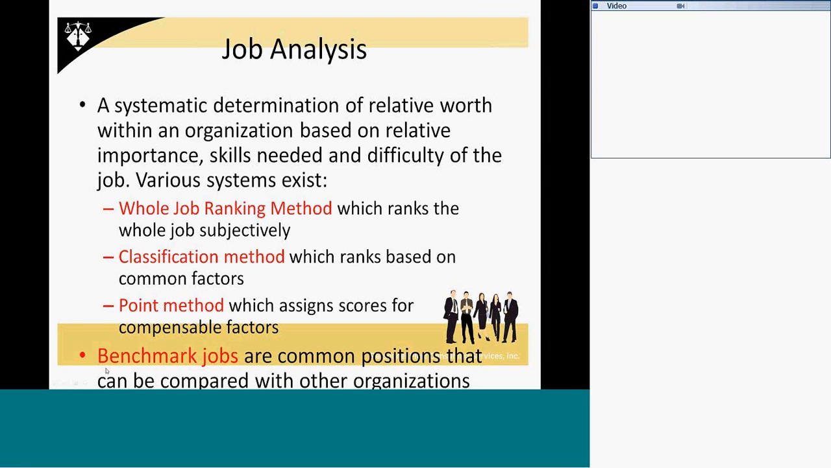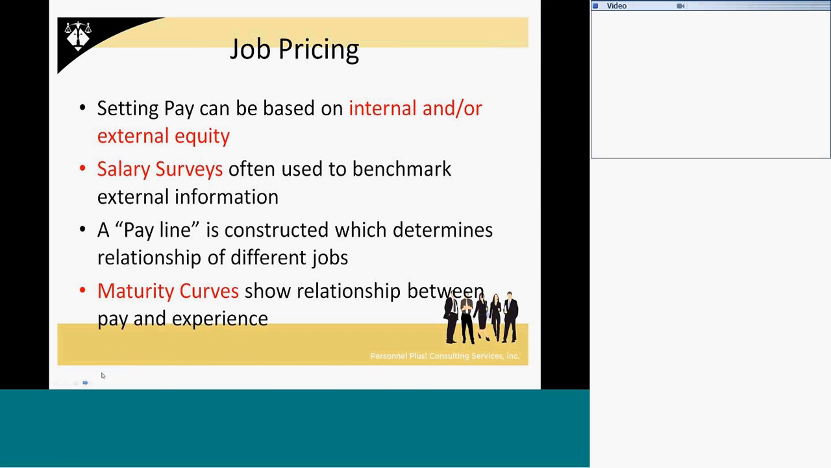So again, if you're, let's say, the city of Helena, a police patrol officer might be a benchmark job. Other cities have them, and that makes a pretty easy comparison because most police patrol officers do relatively the same thing. And you can use that to establish your comparability to other types of employers that you might be in competition with.